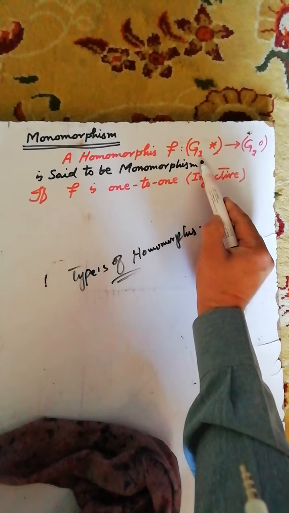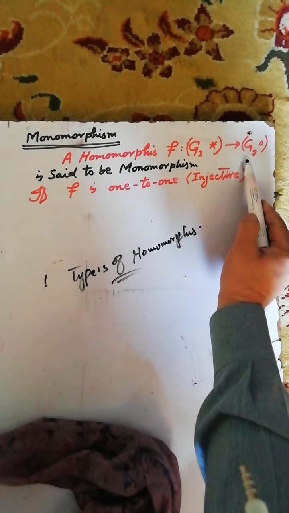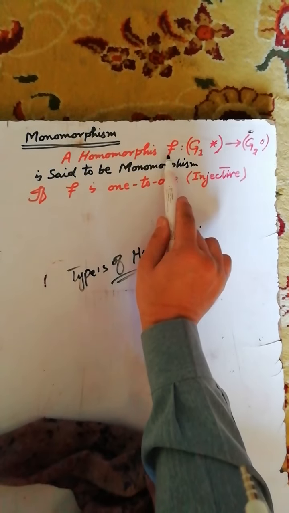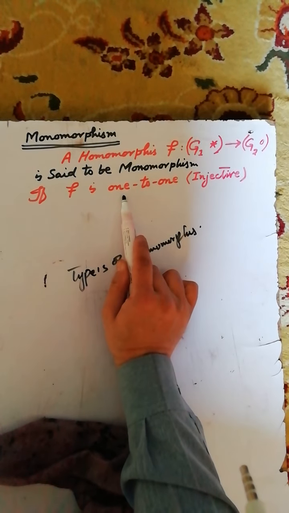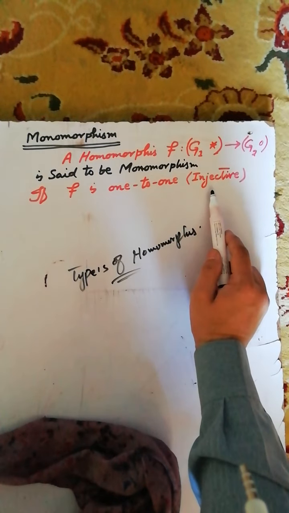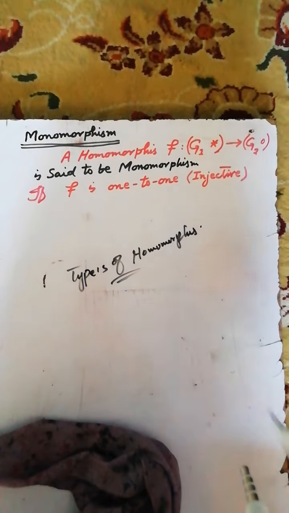A homomorphism f from the group G1 to the group G2 is said to be a monomorphism if the function f is one-to-one, or the function f is an injective function from the group G1 to the group G2.